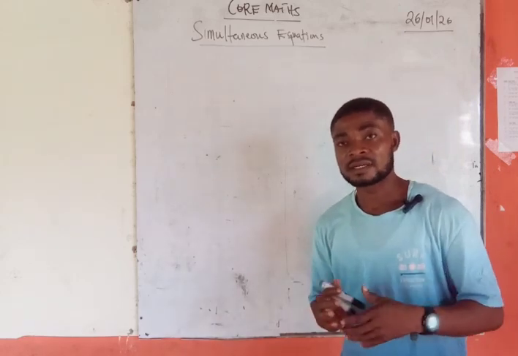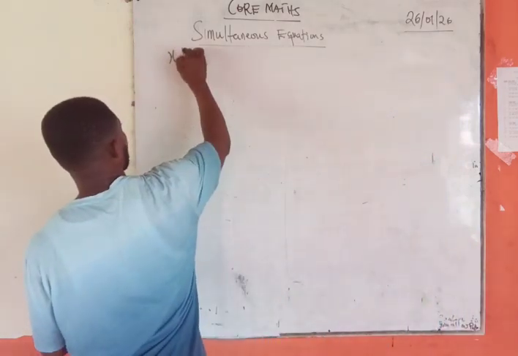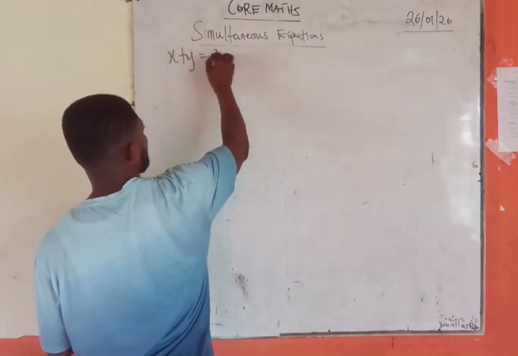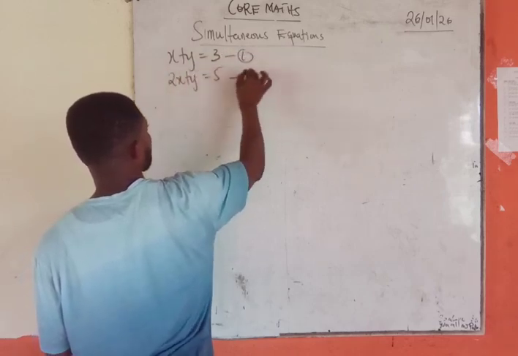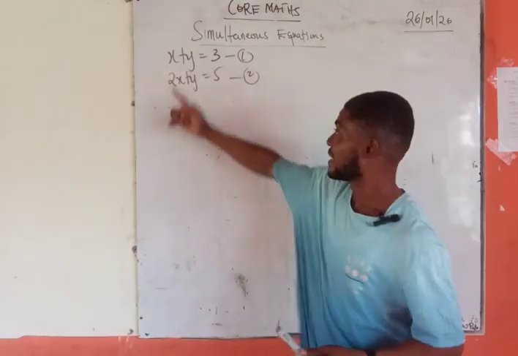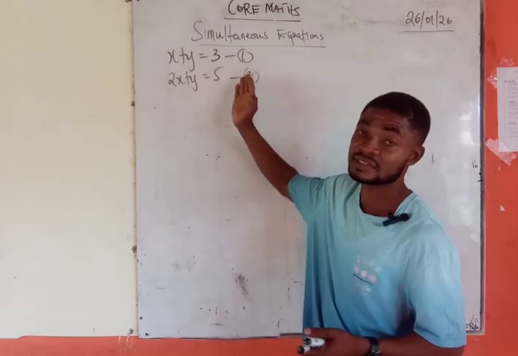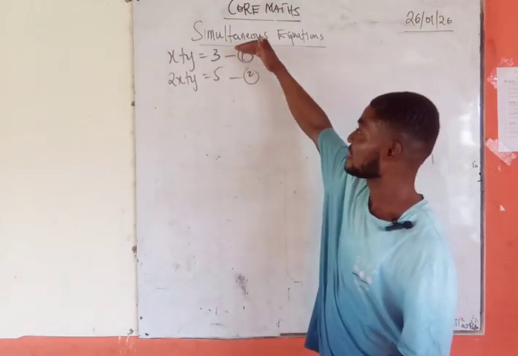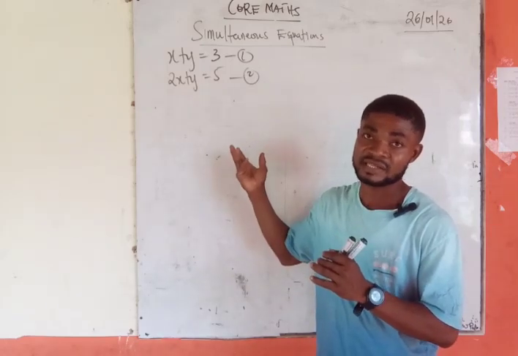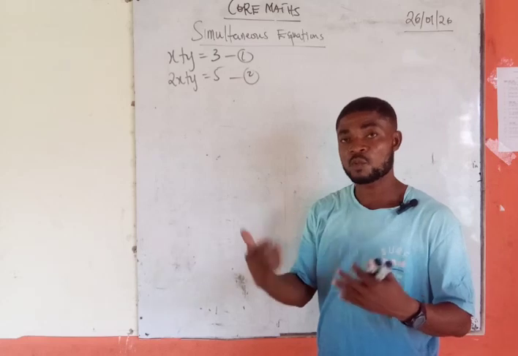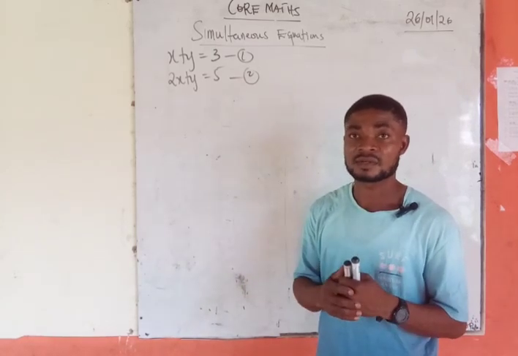Okay. Now let's look at an example of the simultaneous equation. So I have x plus y is equal to 3 and then 2x plus y is equal to 5. Equation 1, equation 2. We can see that they are supposed to be happening at the same time, and that is what we see. Now how do we work this out? There are some ways or methods that we use in solving this one, and that is what I want us to focus on today.